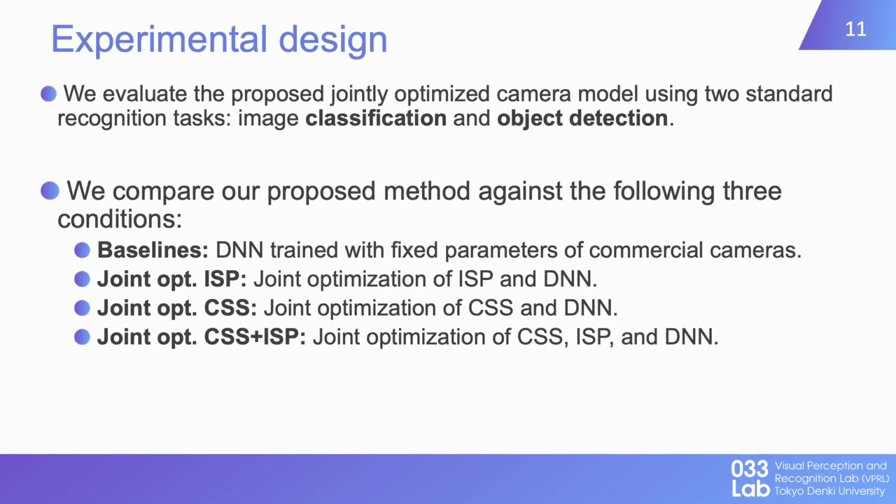We evaluated our method on two standard recognition tasks, image classification and object detection. We compare 4 setups. First is the baseline. It uses a fixed commercial camera. Next are two partial methods. Joint optimization ISP trains the ISP and the DNN. Joint optimization CSS trains the image sensor and the DNN. Finally, our method trains all components, the image sensor, the ISP, and the DNN.